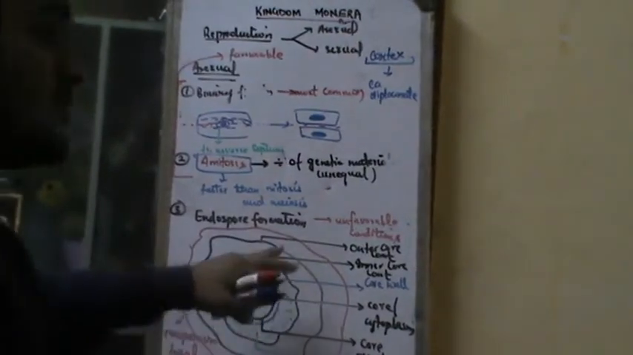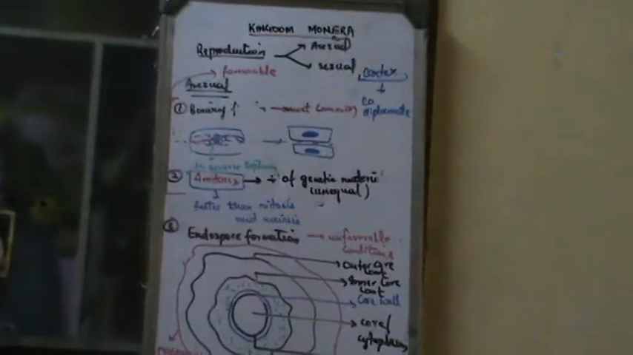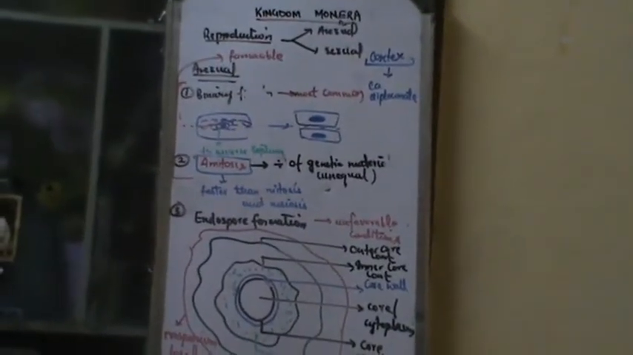So these are the types of asexual mode. The best is endospore formation, very protective, and the most used is by binary fission, right, most common. So these are the types of asexual reproduction. Like you can make it off if you want.